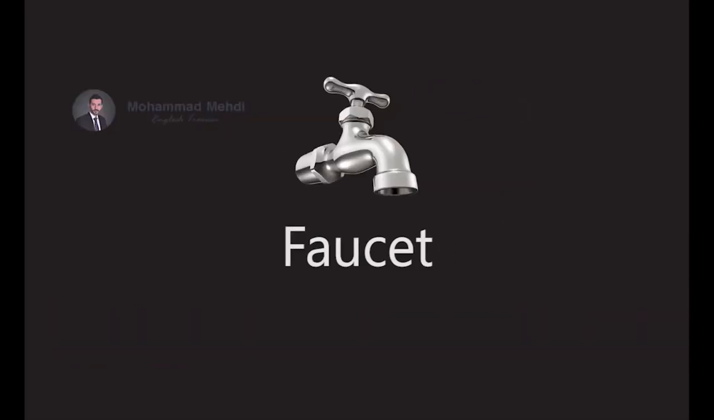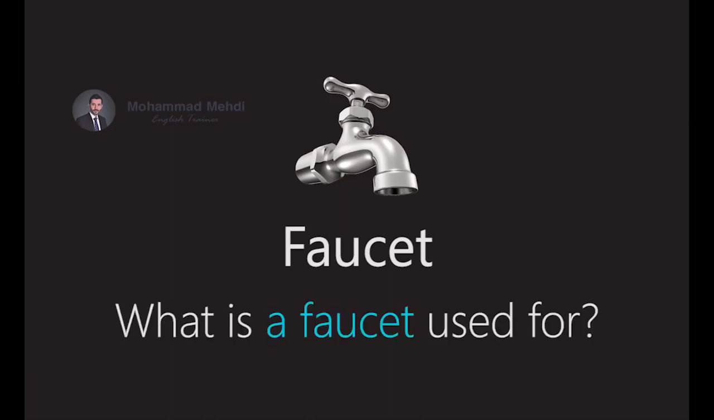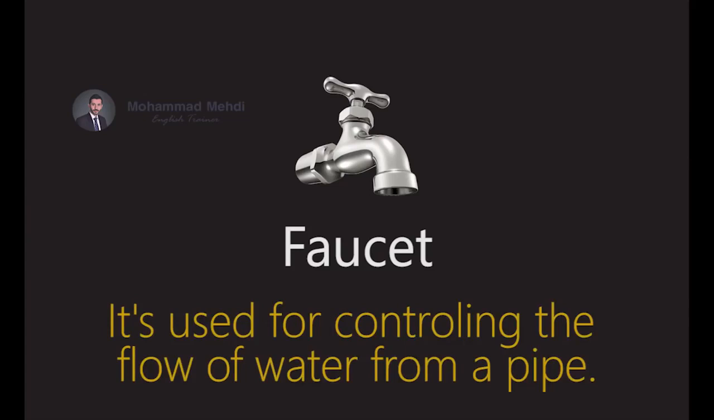Faucet. What is a faucet used for? It's used for controlling the flow of water from a pipe.